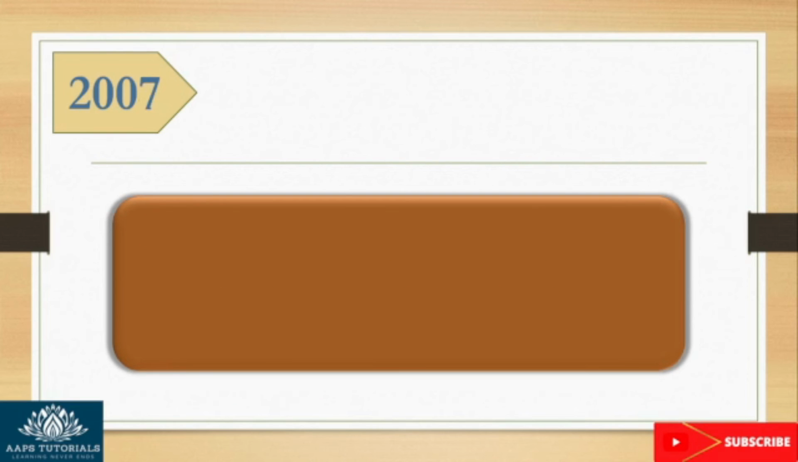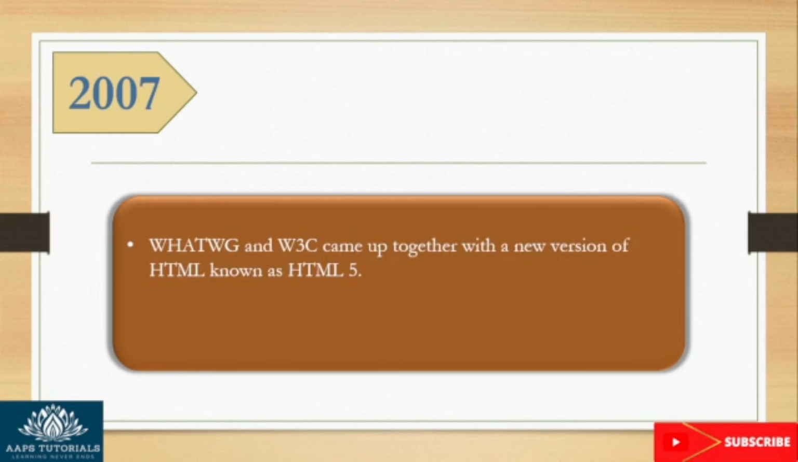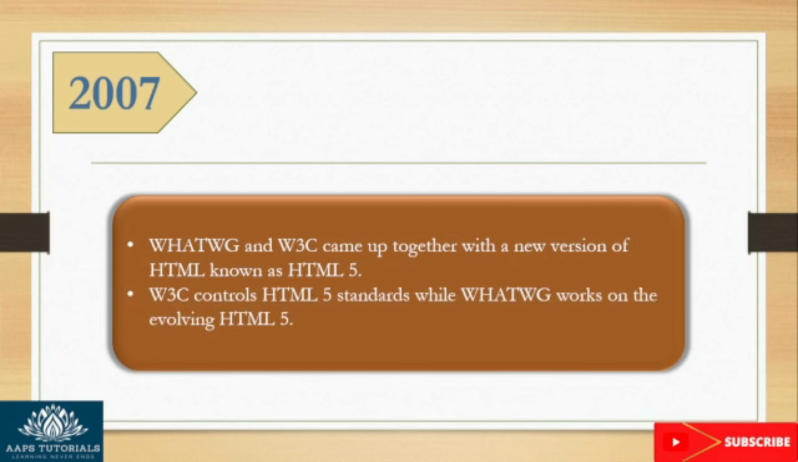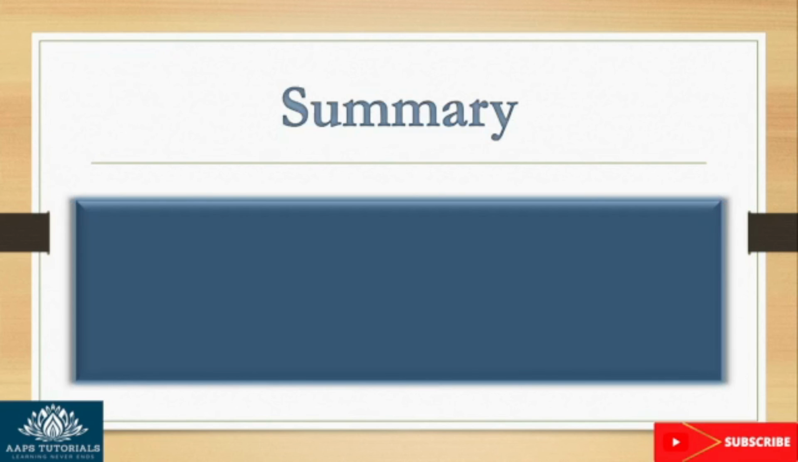Then W3C and the Web Hypertext Application Technology Group again joined hands together to introduce another version of HTML known as HTML5. This version was divided into two types. One was the standard HTML5, which is controlled by W3C, and another is the evolving HTML5, which is controlled by the Web Hypertext Application Technology Group. So the short history of the evolution of HTML5 ends here.